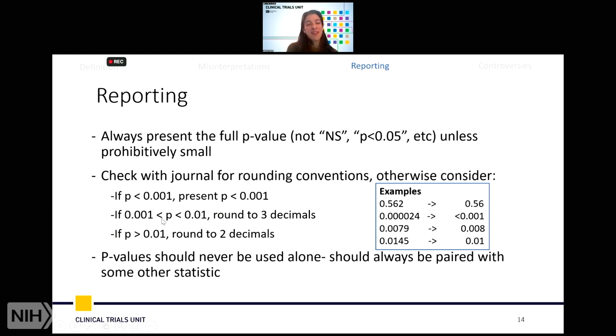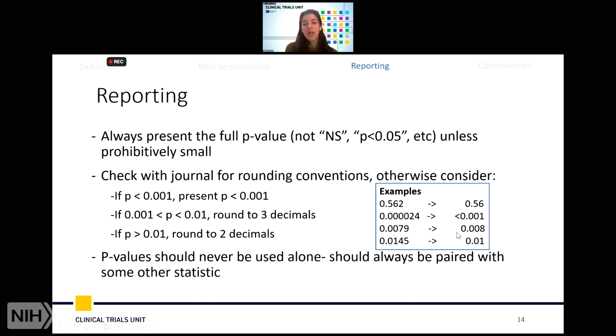Also, if it's medium smallness here, kind of the hundredth place area, you can round to 3 decimals to get a little bit more granular. And if you're above 0.01, you should be rounding to 2 decimals. So that's just some rules of thumb, some examples here. Obviously 0.562, I would personally round to 0.56. We don't need 3 decimal places really. This one I would call less than 0.001.